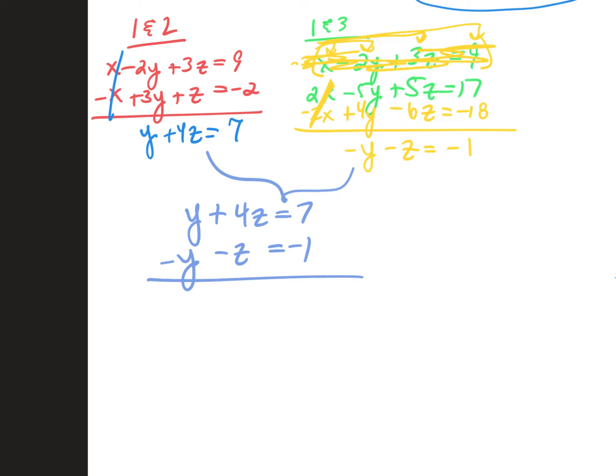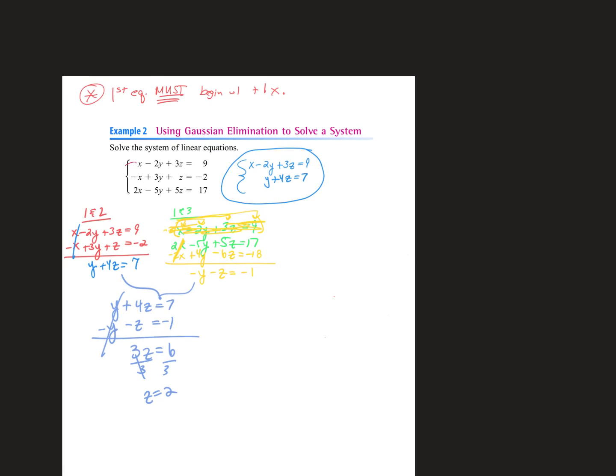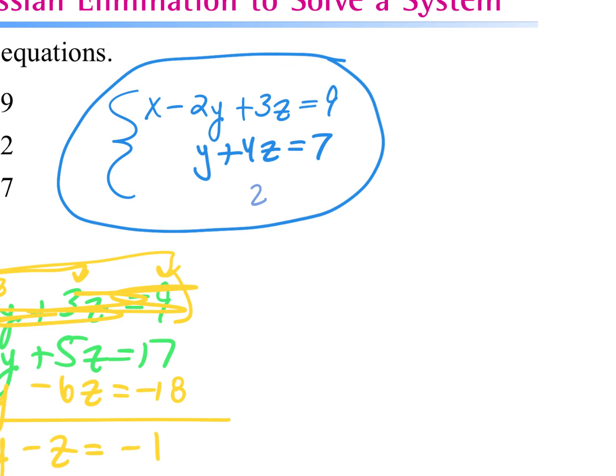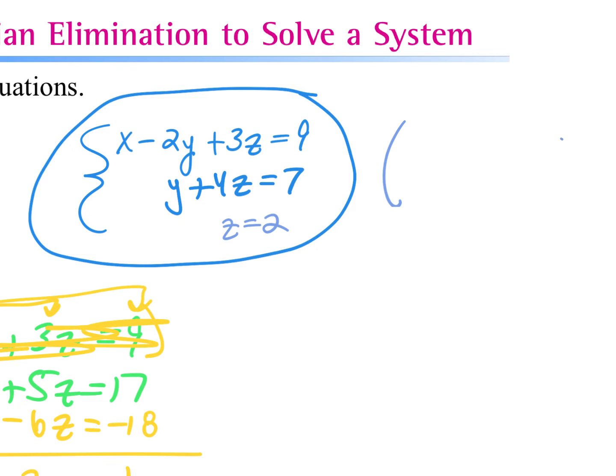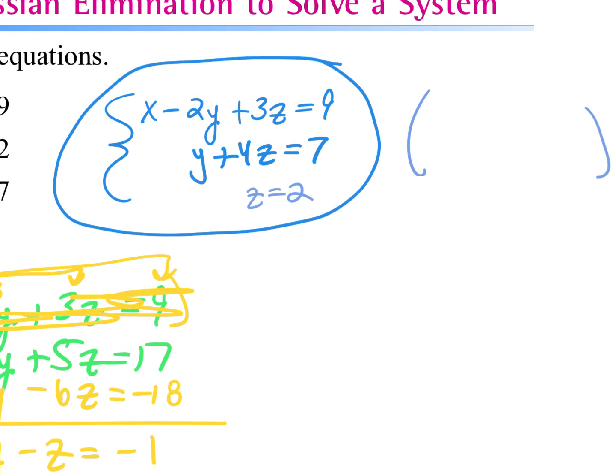What's y minus y? Cancels out, right? What's 4z minus 1z? 3z equals, what's 7 minus 1? 6. Divide both sides by 3. What does z equal? 2. So I write right here, z equals 2. Have we solved this equation? Or this systems of equations? No. But do I have a setup now in row echelon form where I can very easily find the ordered triple? Yes.